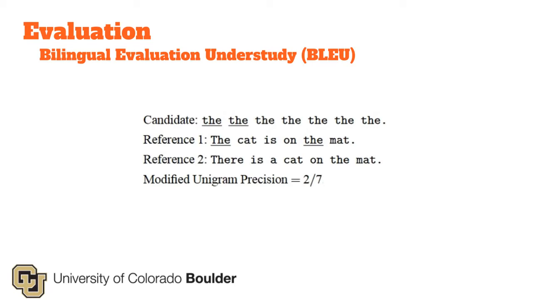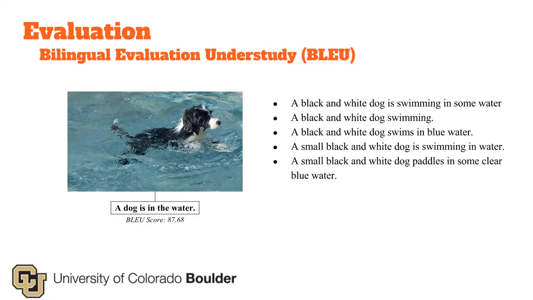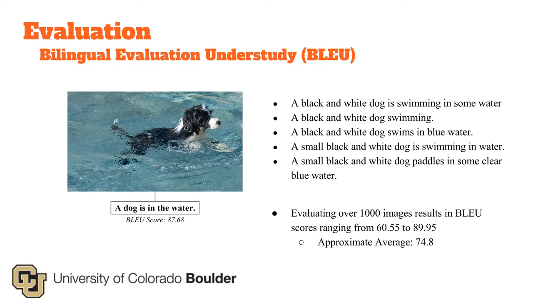Using this same method, but also including up to 4-grams in our comparison, this is how we were able to evaluate images such as "a dog is in the water" to a BLEU score accuracy of 87.6. Overall, when evaluating our 1,000 images, our scores ranged from 60.55 to 89.95, with an approximate average of 74.8. Next, I'll show an example of our project working on an image.